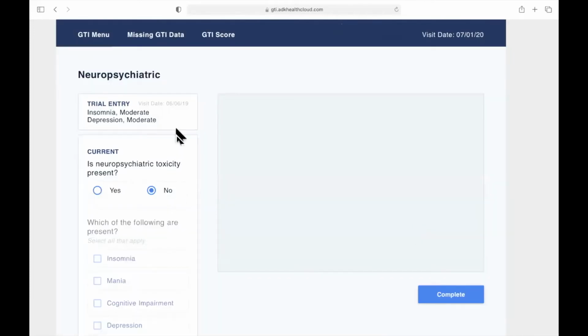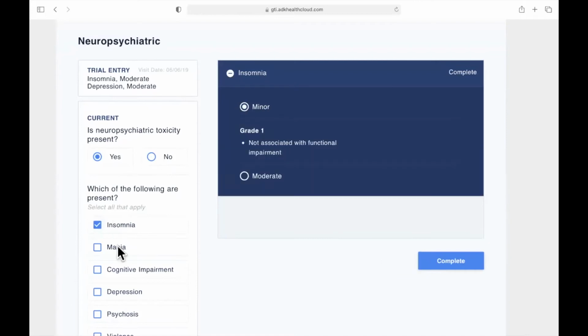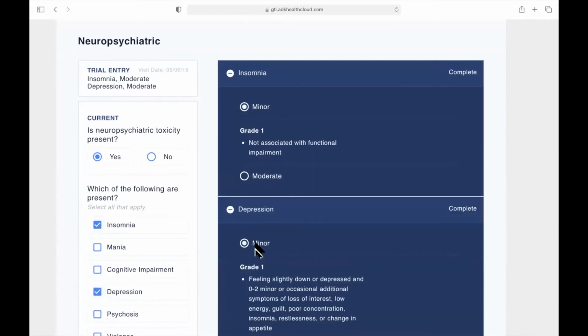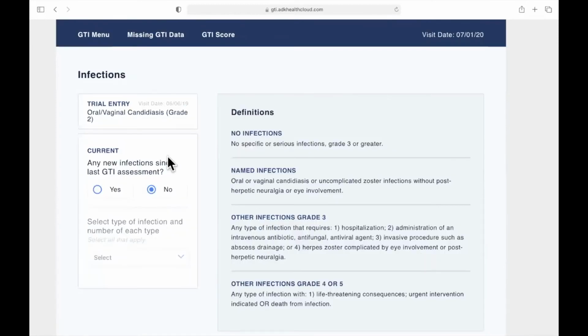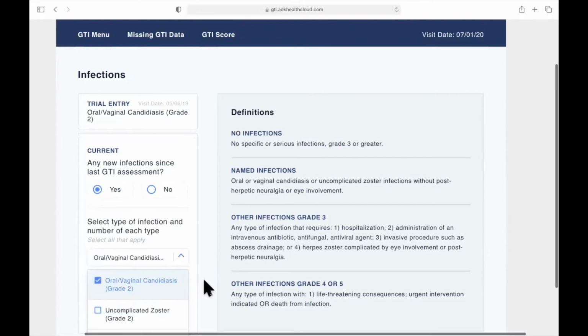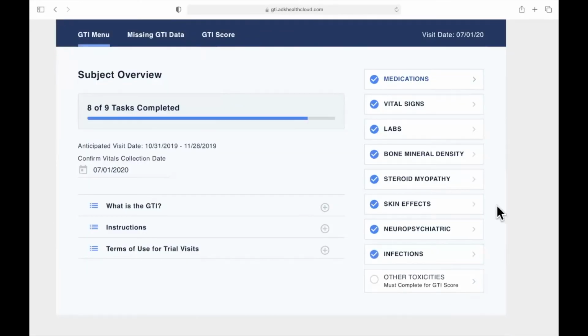Then we move to the neuropsychiatric domain, and the patient had these manifestations of steroid toxicity at baseline in the neuropsychiatric domain. There was moderate insomnia and moderate depression. Both of these are now minor at follow-up. Again, the definitions of these neuropsychiatric toxicities are included. And then we go to infections. The patient had oral candidiasis, one episode of oral candidiasis, between baseline and week 13. So that completes the changeable elements of the GTI.